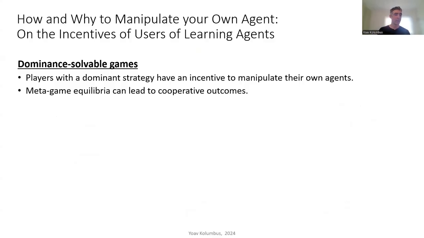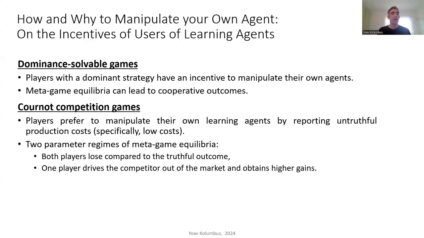For example, in dominance solvable games, we see that players that have a dominant strategy in the game still prefer to misreport their parameters, their utilities, to their own learning agents. And in equilibria of the metagame, of the game in which every player decides what parameters to report to its agent, we see that we get cooperative outcomes, we get win-win situations. In Cournot competition games, again, we see that players prefer to misreport their private parameters, their preferences, to their learning algorithms.